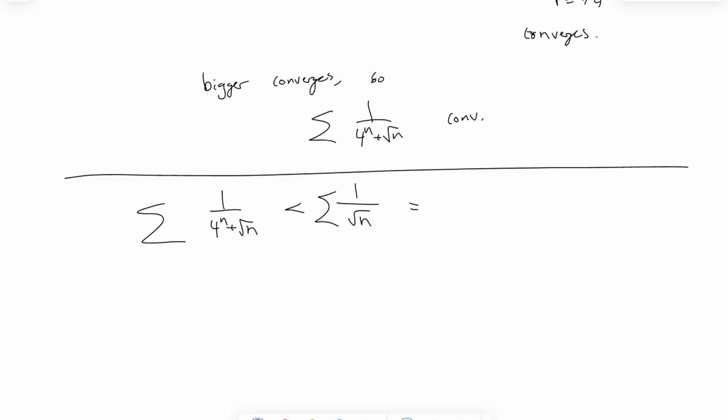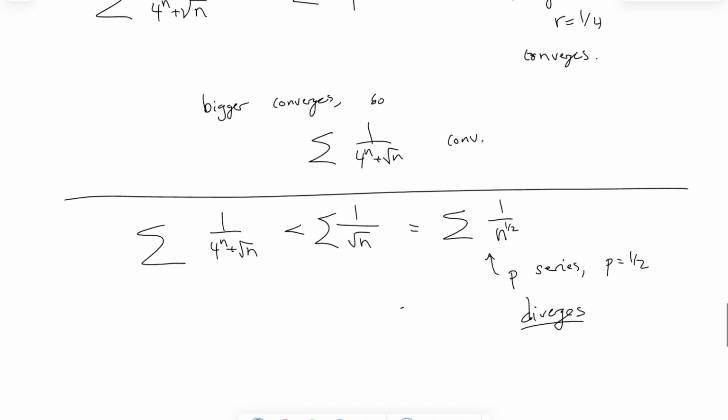1 over root n is, of course, the same as 1 over n to the half. This is a p series, p equals 1/2, right? I don't know if anybody did it this way. Rather than getting a geometric series this way around, you get a p series. Does this converge or diverge? Diverge. This diverges, right? A p series converges when p is greater than 1, diverges otherwise. So this one diverges. Didn't we just say it converged the other way around? We ought to get consistent answers.